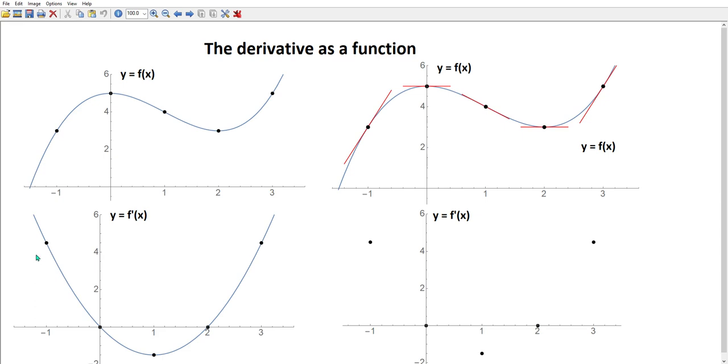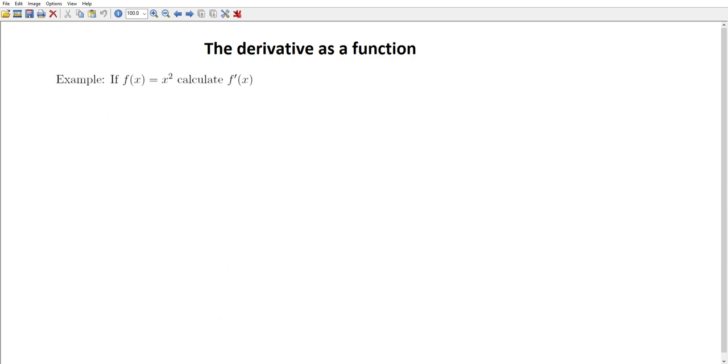Now note the correspondence. Here, the function is increasing. Slopes are positive. Here, the function is decreasing. Slopes are negative. Here, the function is increasing again. Slopes are positive. Now we calculate the derivative of functions using the definition.